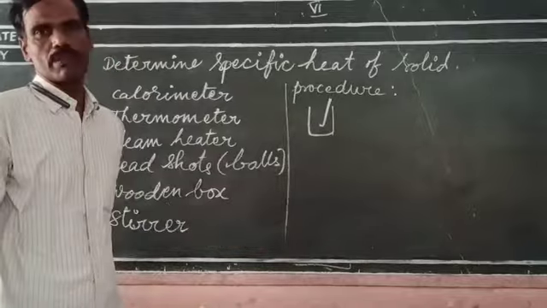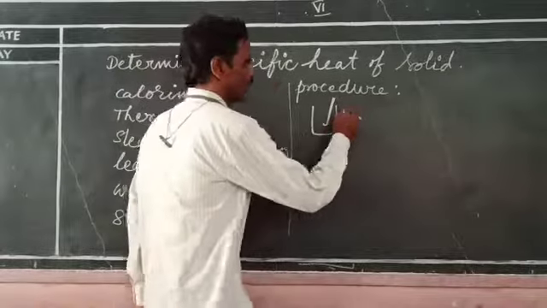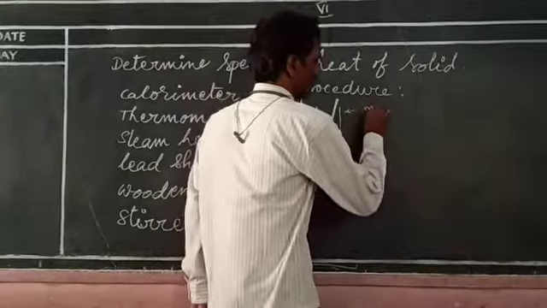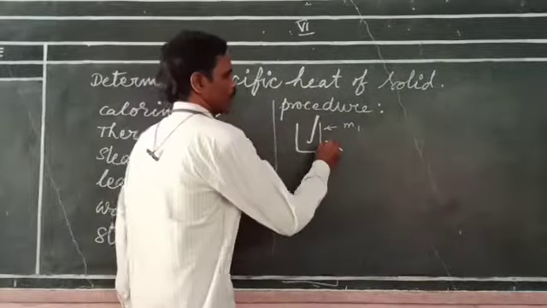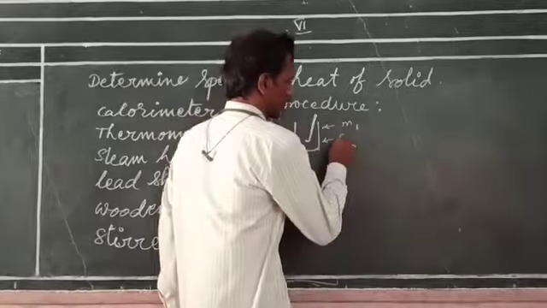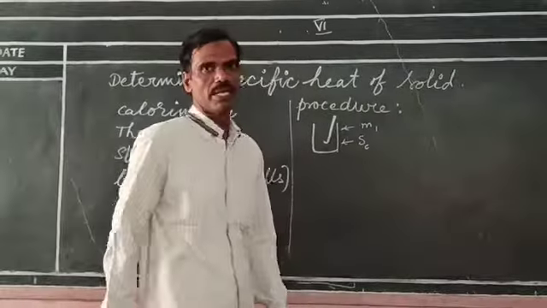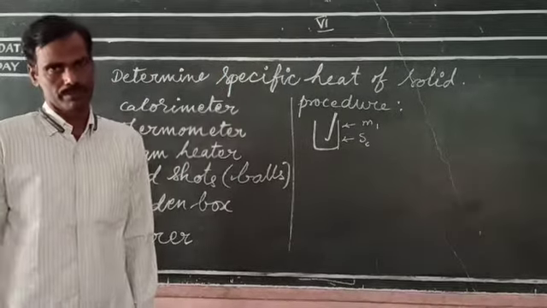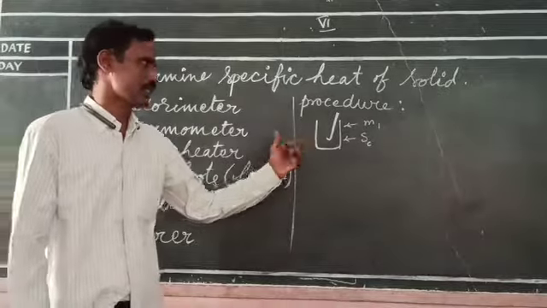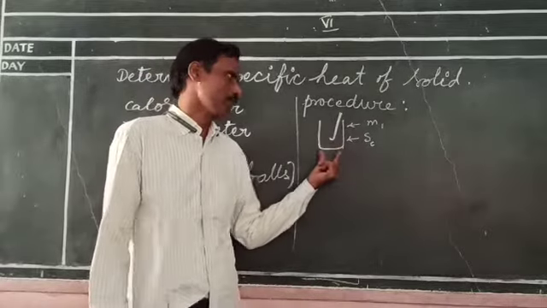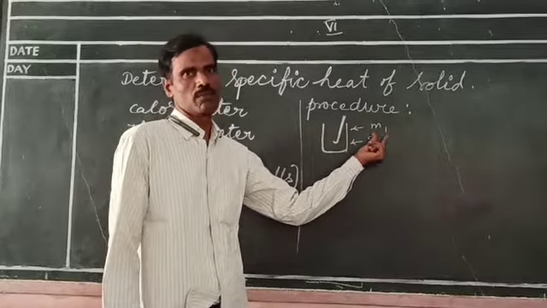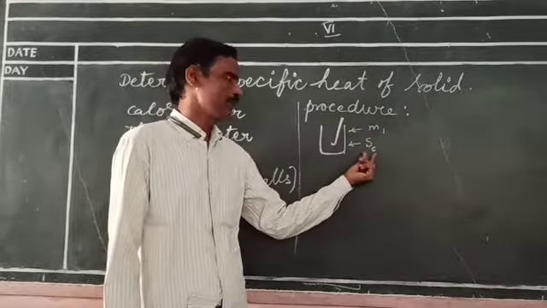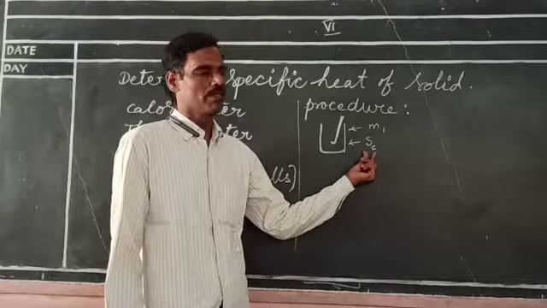Now take the calorimeter, find its mass, let it be M1, and the specific heat of this calorimeter be assumed as SC. This is the first step. Take a calorimeter along with stirrer, find its mass M1, let the specific heat of calorimeter be SC.